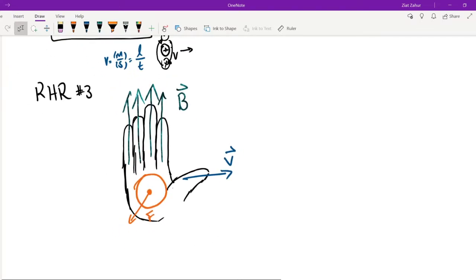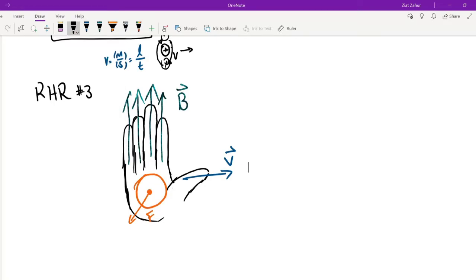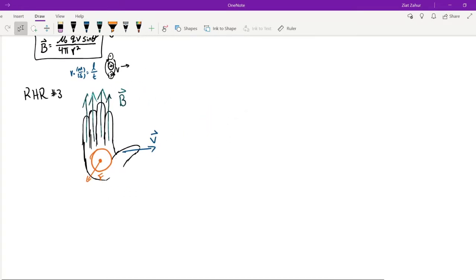Excuse me. All right. So this is the same thing. All you did was replace current with velocity, and that's about it. Now, if you have negative charges, this is for positive charges.